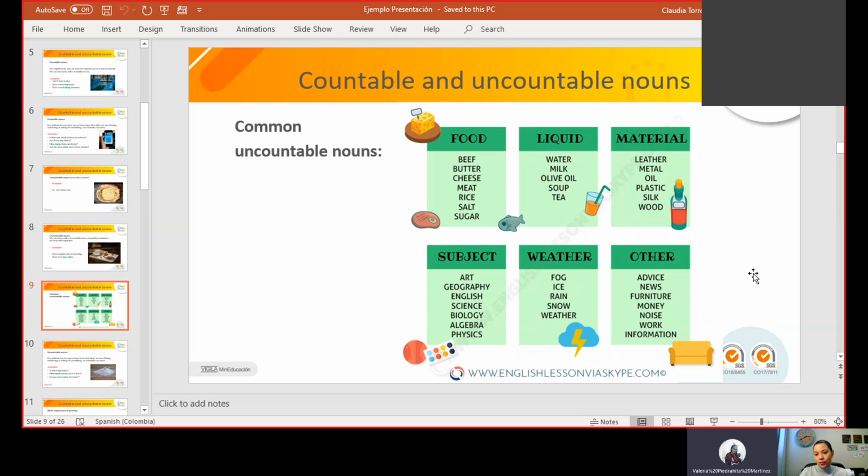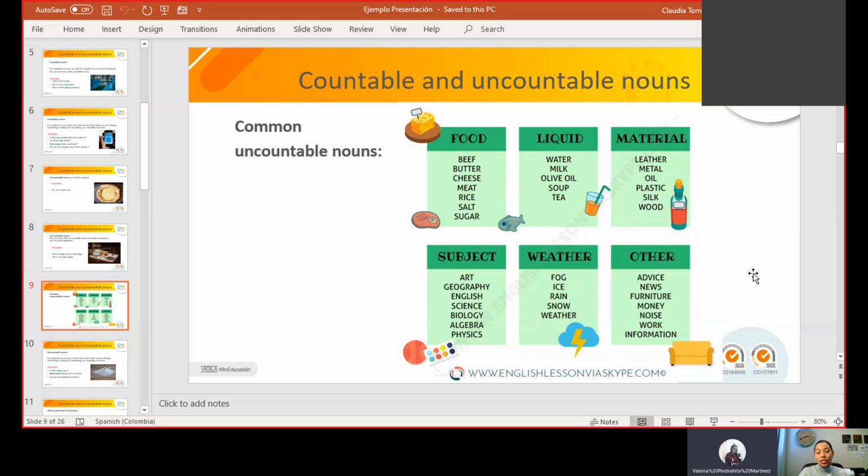And then work. So with work again, I have a lot of work. We cannot say works as a noun, no. As a verb, yes. For example, he works. That's the only way, but not as a noun.